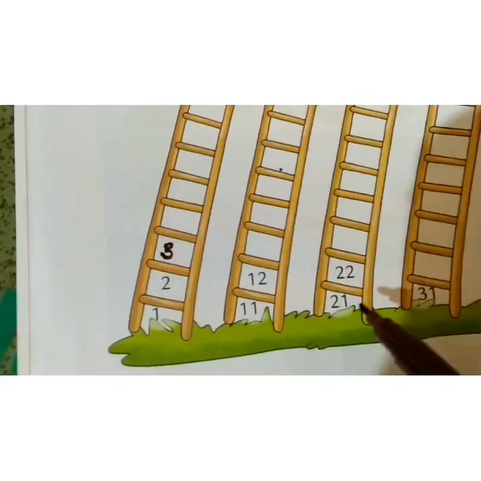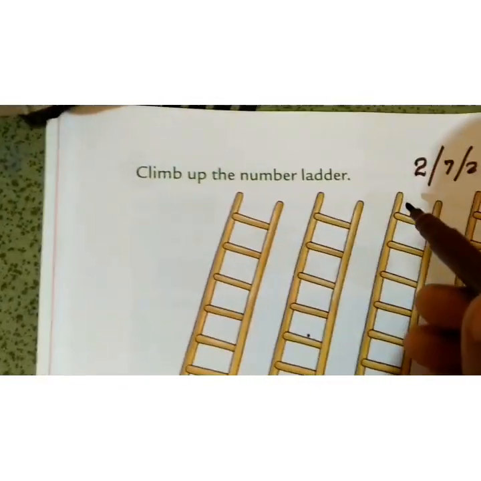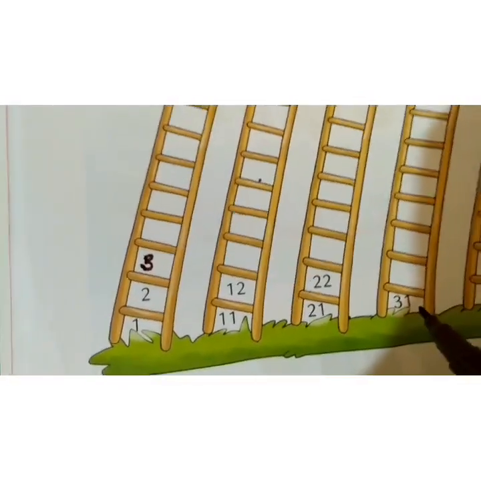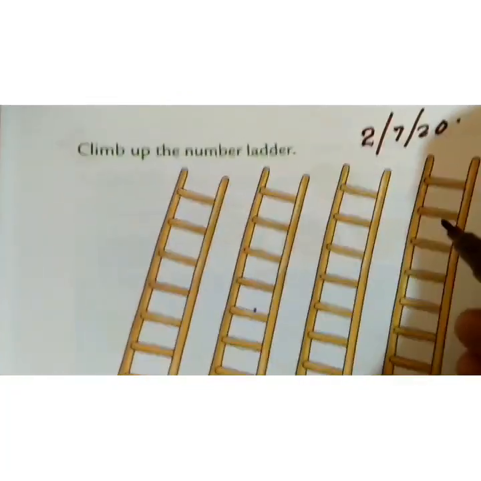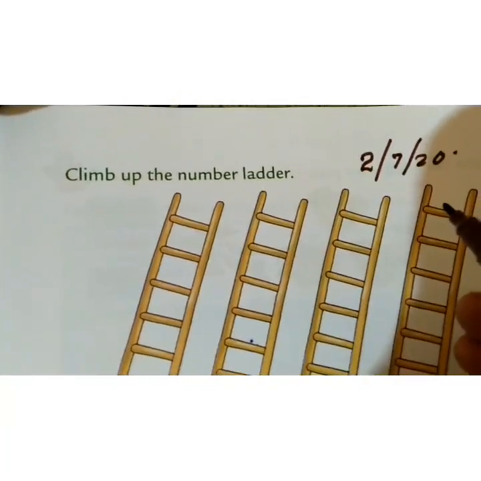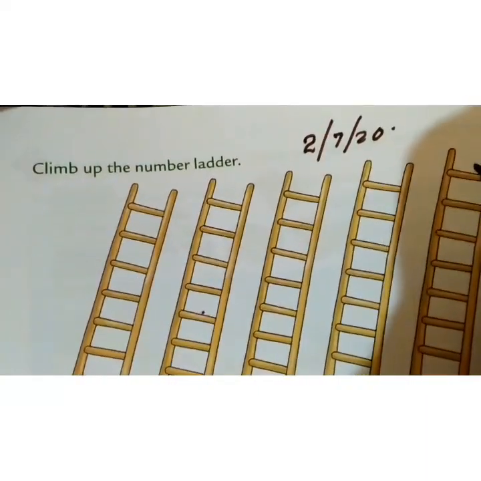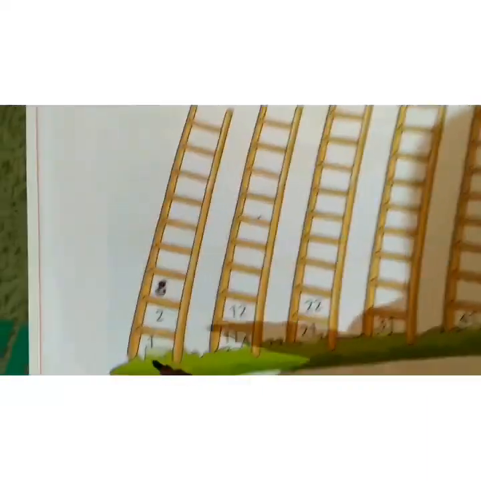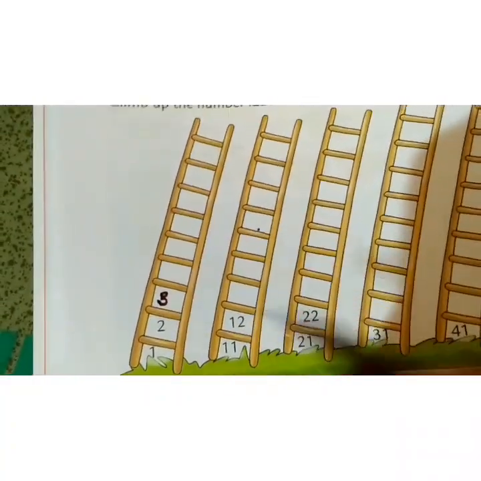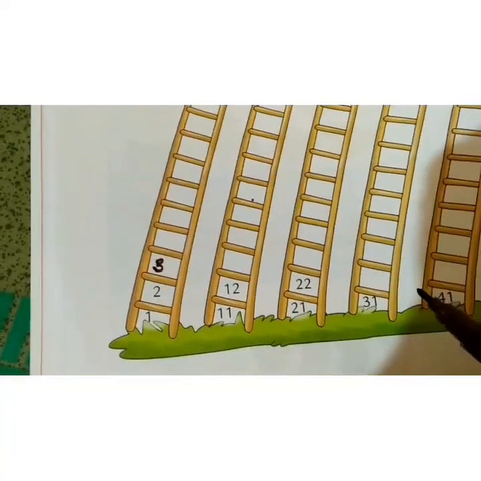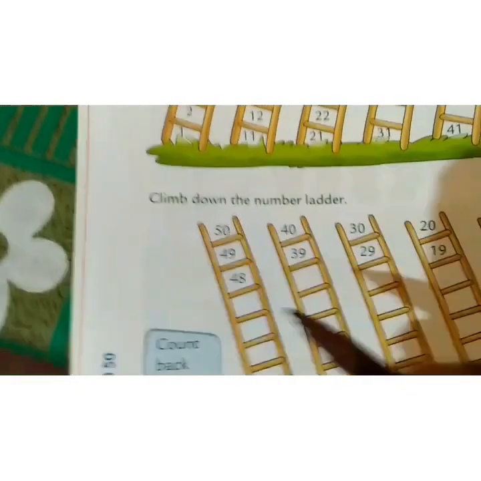Then you start 21, 22, finish at 30. Then 31, 32, 33, 34, then finish at 40. And start from 41 and finish at 50. So you have count numbers 1 to 50 forward. Clear? Then next, move to the next.